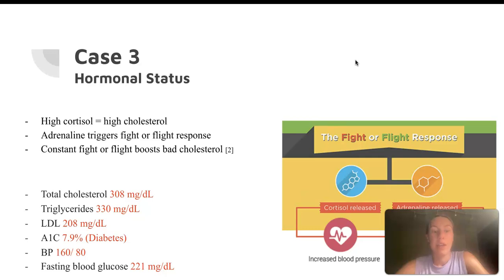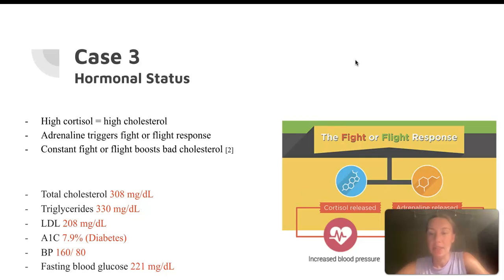Like I said, LDL is bad cholesterol, and we want that under 100 if possible. And this patient's LDL was 200. Their fasting blood glucose was also 221, which is very high as well. And total cholesterol and triglycerides were both elevated from normal levels too. So there's a lot of inflammation clearly going on in this patient's circulatory system.